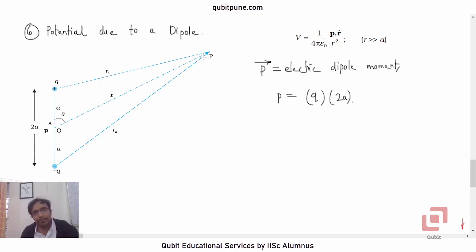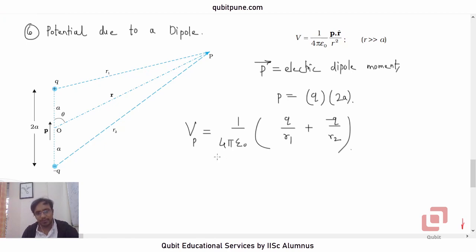At P we know how to find the electric field, but now let's find electric potential due to this dipole. The procedure is simple. The actual value of potential at this particular point will be given by 1 upon 4 pi epsilon naught, number 1, q divided by r1 plus negative q divided by r2. So I'm basically using superposition here, and because these are 2 point charges, I can apply the same formula twice.